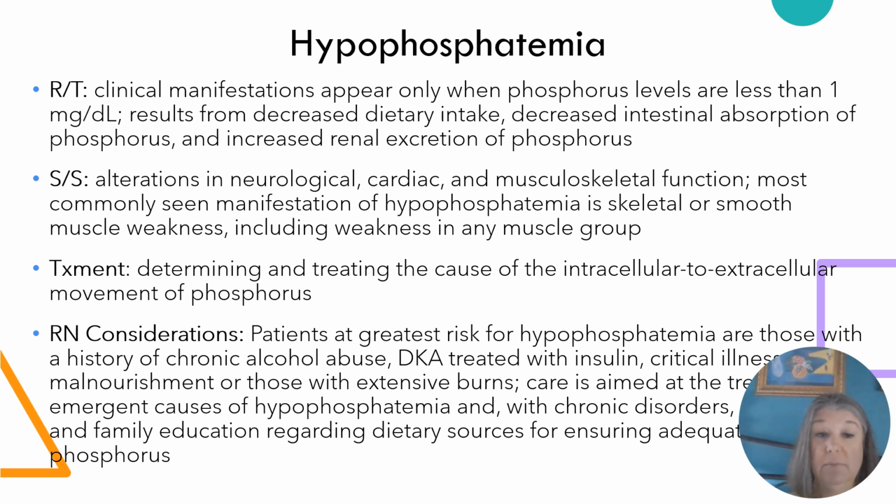Signs and symptoms: neuro, cardiac, musculoskeletal function, confusion, apprehension, seizures, coma. Those are our neuro symptoms. Most often, if you have hypophosphatemia, you're going to see that smooth muscle weakness. Clinical manifestations may also include tremor, paresthesia, joint stiffness, and bone pain.